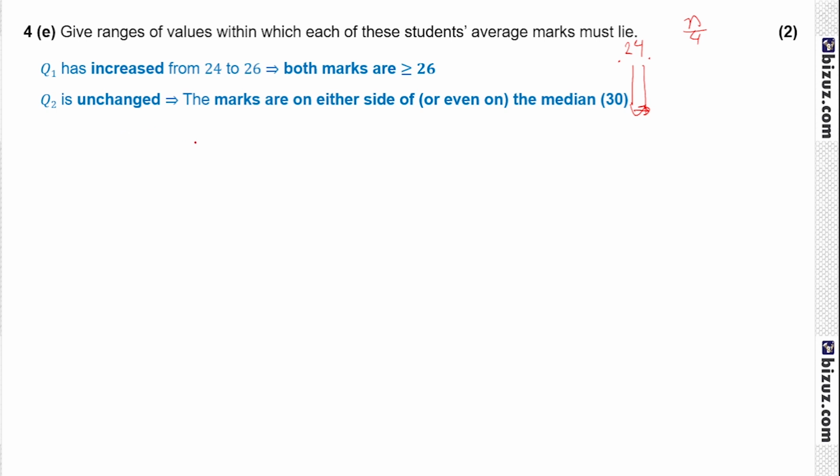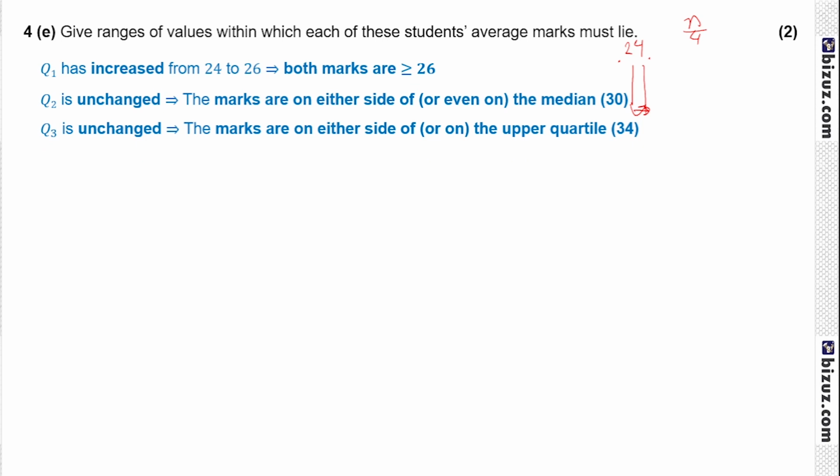However, here, Q2 is unchanged. That's why the marks can lie on either side of the median, or they might even equal the median. And we get the same type of information from Q3. Since Q3 is unchanged, the marks are on either side of it, or they might even equal this upper quartile, which is 34. And last but not least, we are given one more piece of information from before: both marks must be less than 45.